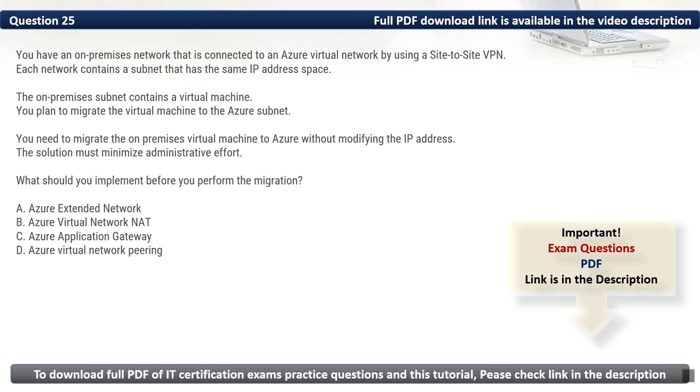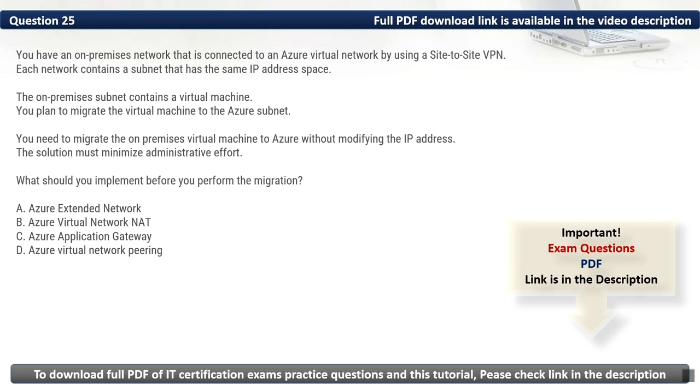But it does not help with maintaining the same IP address for migration. Then we have C, Azure Application Gateway. An application gateway is used for load balancing and routing traffic to applications, not for IP address management during VM migration. Then we have D, Azure Virtual Network Peering.